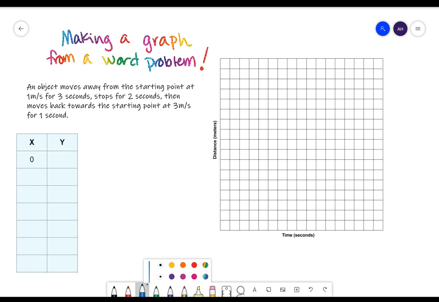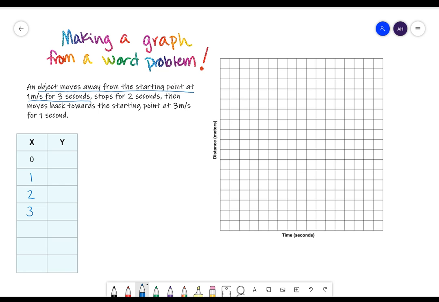So the first thing that I would do, the easiest way to start out, is to chunk this up into pieces. So we've got 3 different chunks in this one. So the first one, it says an object moves away from the starting point at 1 meter per second for 3 seconds. Okay? So the easiest way to start is to fill in your time, because that's really easy. We know we start with 1, we count up to 3. So X is always our time, so I'm going to go ahead and fill that in. So 1 second, 2 seconds, 3 seconds. Okay? So that's my time.